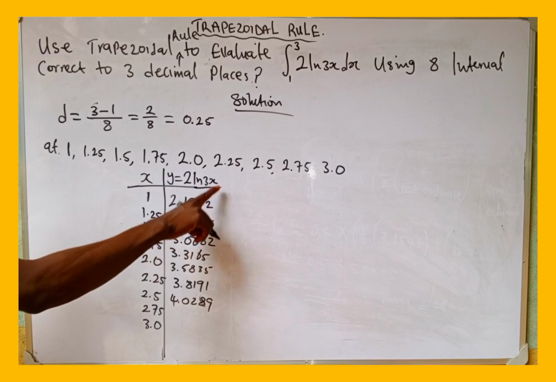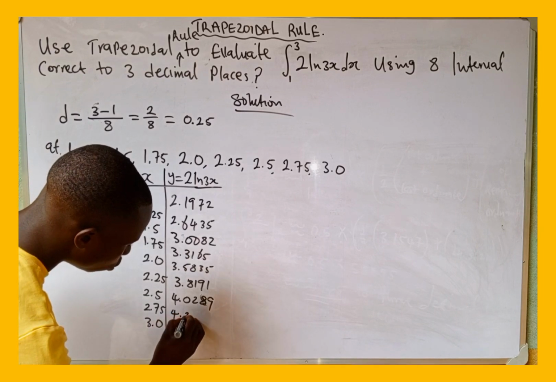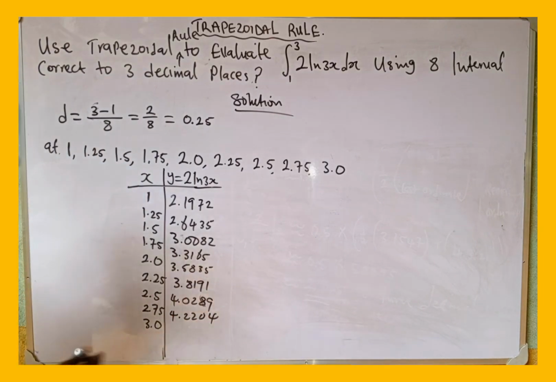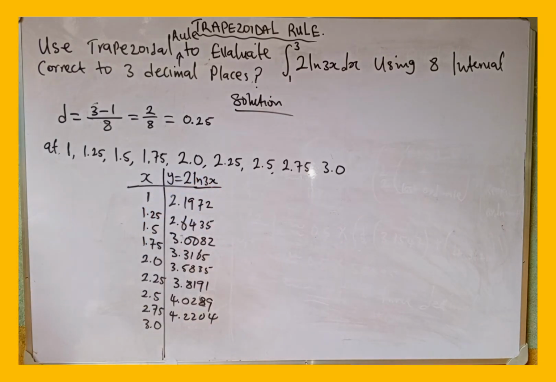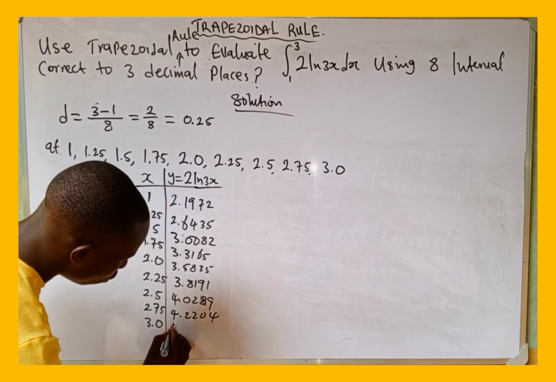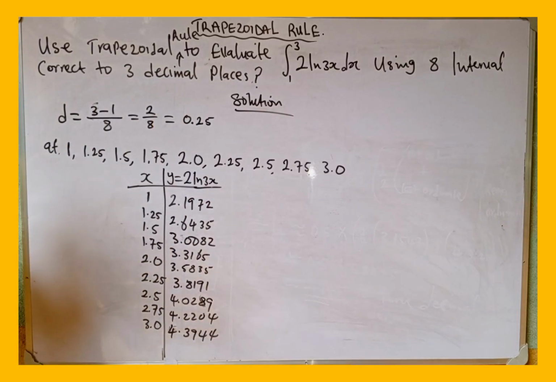Plug 2.75 in place of x here and press equal to, we are going to have what? 4.2204. And the last one is 3. 3 multiplied by 3 is 9. 2 ln 9, we are going to have what? 4.3944. So we have successfully filled this column.